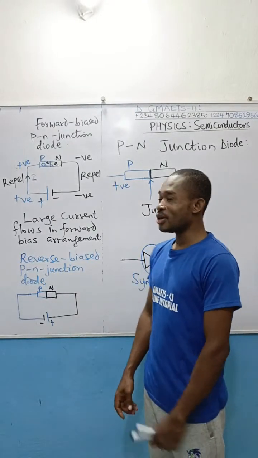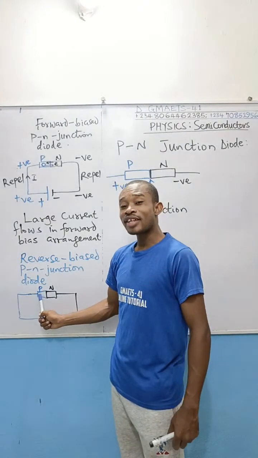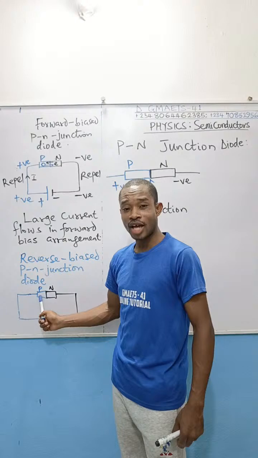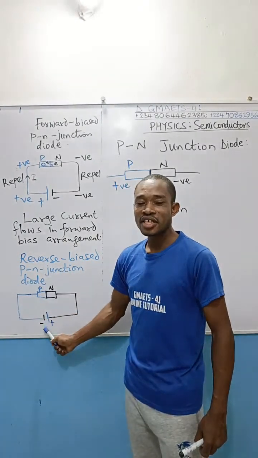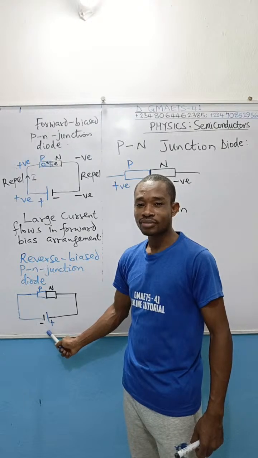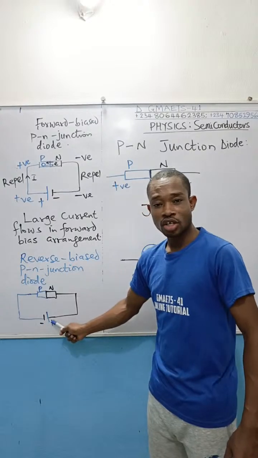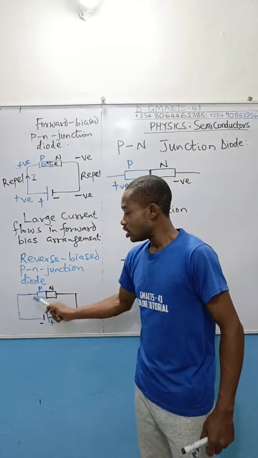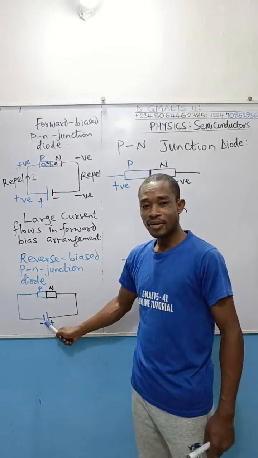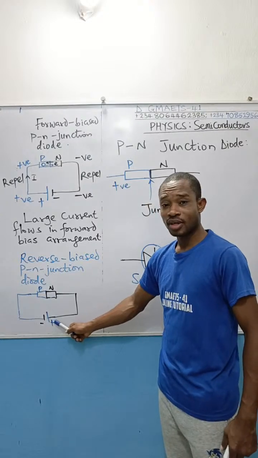Now notice what is going to happen in this case. You notice that you have excess holes, the majority carrier, in the P-type. And here is the negative end of the cell, so there's going to be attraction. The holes, the positive charges here, will be attracted to this negative. And then here, the negative will be attracted to this positive.